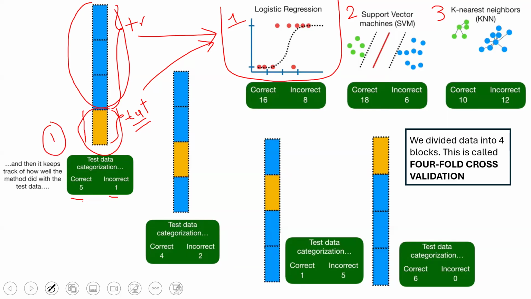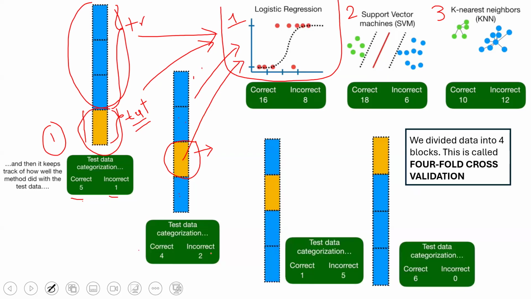Now the second step is to break the data set in this particular way, such that this is our test data set and the rest is our training data set. Again, we train the same model with this training data set, and once the model is trained, we test it with this test data set. Once we test with this breakup, we got 4 correct results and 2 incorrect results.